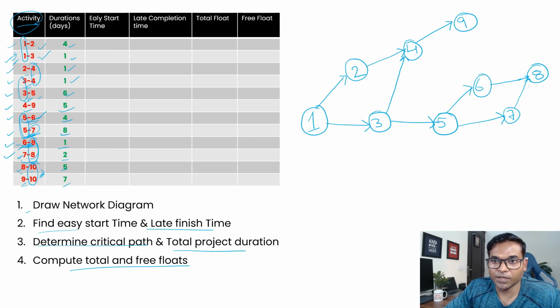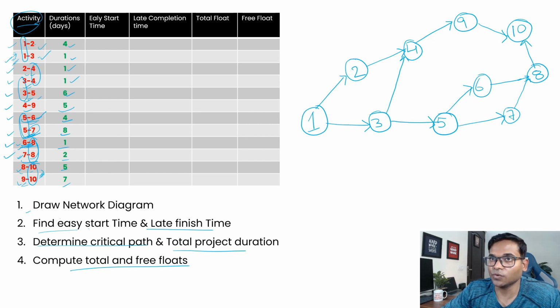Then we have 8 to 10 and 9 to 10. And 10 is the finishing activity. So let's say this is 10, and we have 9 to 10 and then 8 to 10. So this completes our network diagram, right? And now we can mention the durations also here.